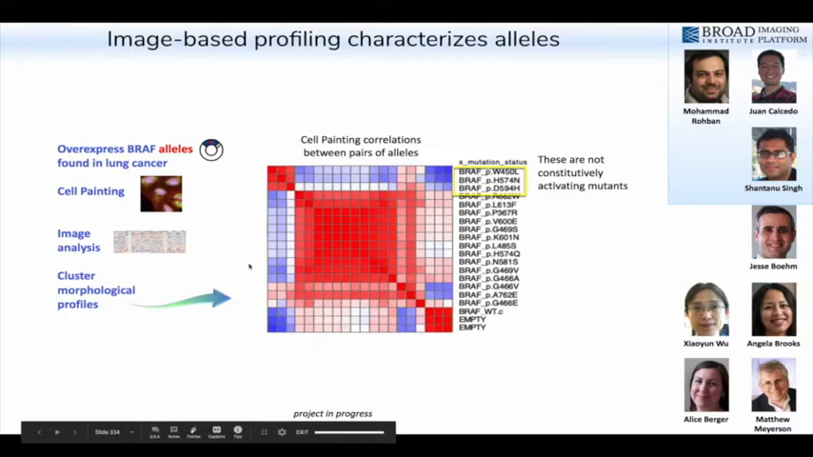So in addition to just looking at genes and looking at natural gene functions, we can also look at alleles. In this particular example, we actually studied a much larger set of alleles in collaboration with the different labs shown here, Alice Berger and Matthew Meyerson in particular, where they overexpressed alleles that were found in lung cancer, not just for BRAF, but for a whole set. I'm just zooming in on one because it's easier to understand the concept here.